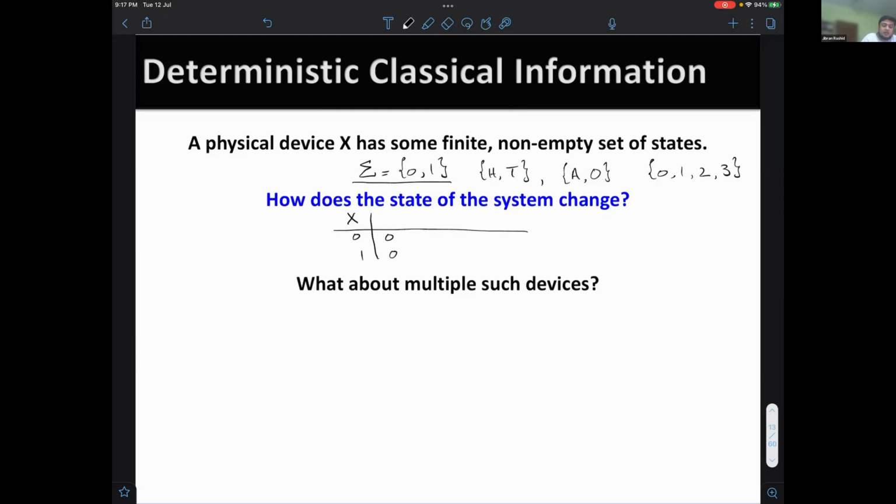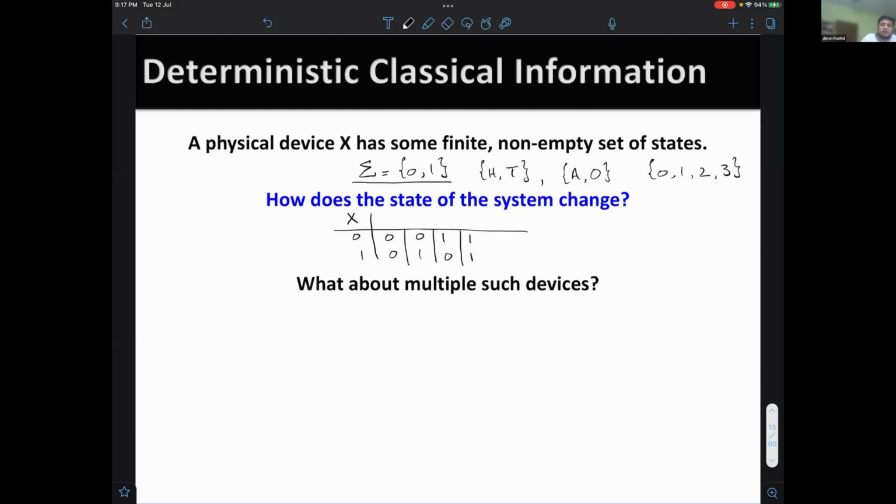Another possibility might be that it will undergo an identity change, i.e. if it was 0, it will remain 0. If it was 1, it will remain 1. Or it could go through a flip operation. The 0 becomes 1, the 1 becomes 0. And it might be that it becomes 1, the state always becomes 1, right?